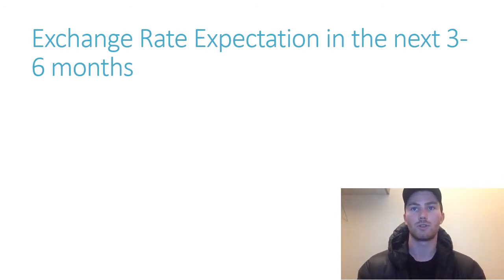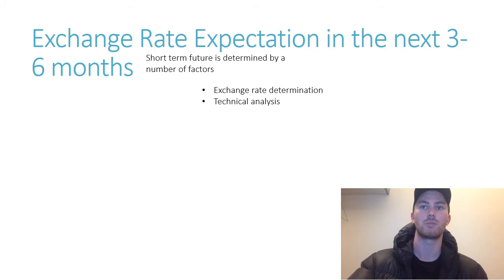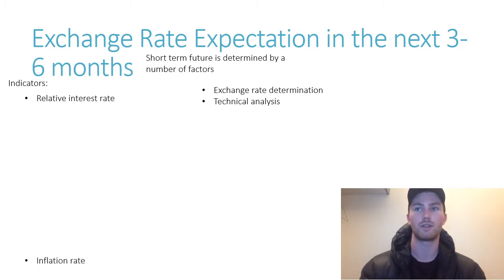The short-term future for the currency pair is determined by a number of factors, namely the exchange rate determination, which includes a number of important economic indicators. The future trends of the currency pair can also be determined by the past performance of both respective currencies. The economic indicators we considered to determine our belief of the future trends of the respective currencies include the relative interest rate, the inflation rate, and the economic growth rate.